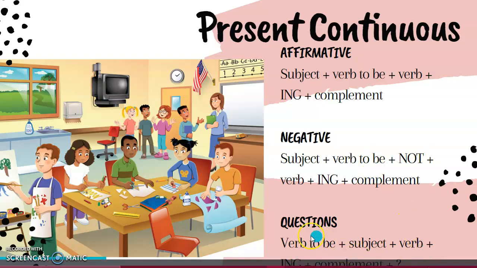Our questions start with the verb to be. We start with the verb to be, we continue with the subject, the verb with ing, and the complement.